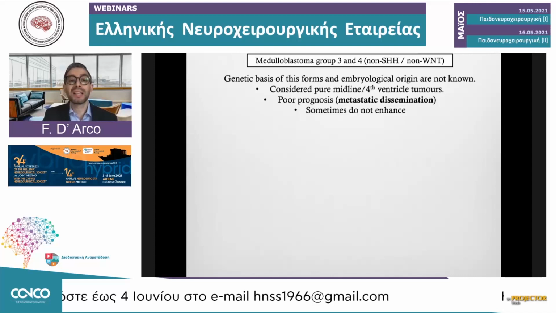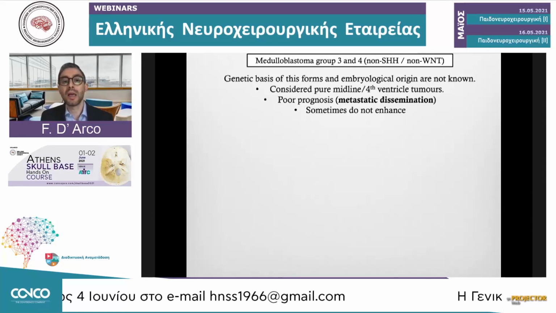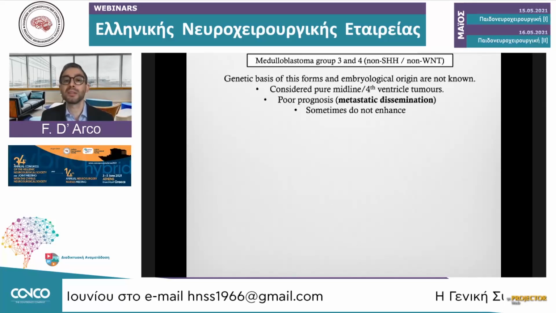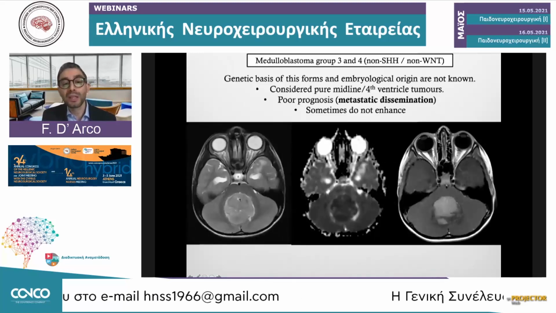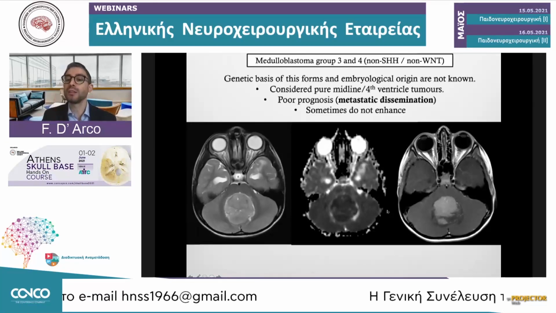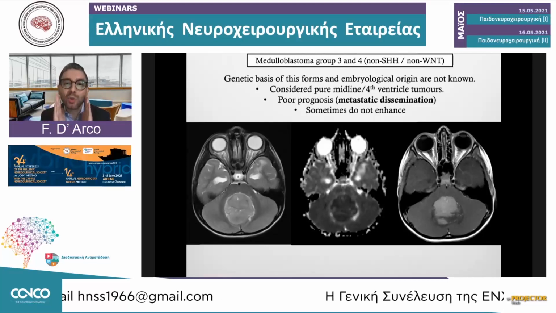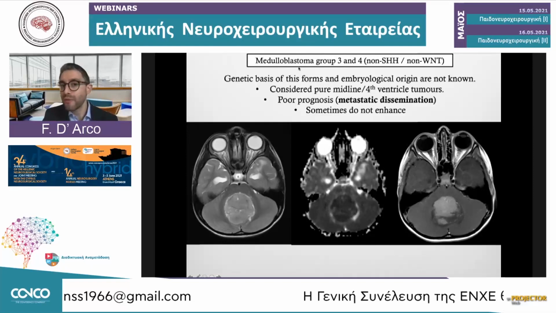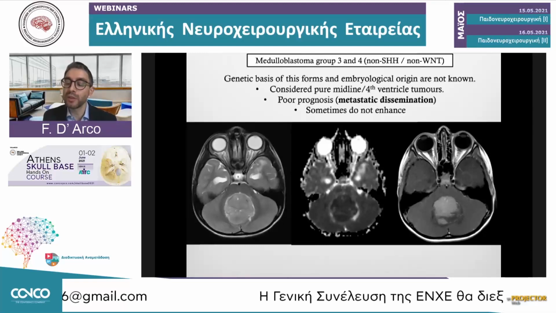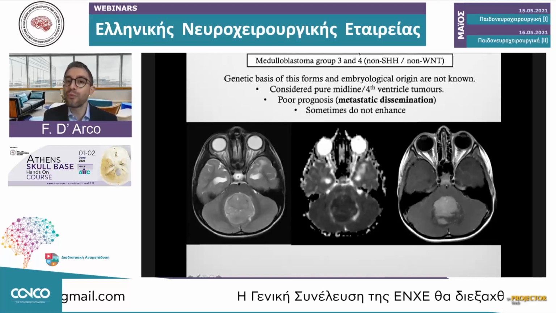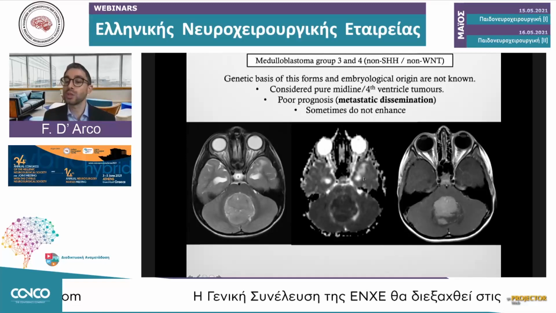Finally, group 3 and 4: the genetic basis is still unknown, they are still studying it, but they have a poor prognosis, so look for metastatic dissemination at diagnosis. Sometimes group 4 does not enhance. This is the typical midline fourth ventricle, so-called typical medulloblastoma, though we just know that this is group 3 or 4. If it enhances, group 3, very poor prognosis. If it does not enhance, think more of group 4. But irrespective of the enhancement, they will restrict. In group 4, no enhancement, fine, but the metastasis will show restriction. So look for the restriction for the metastasis.